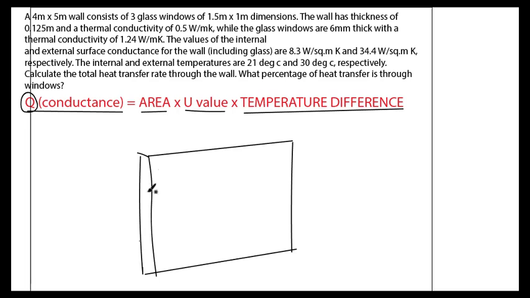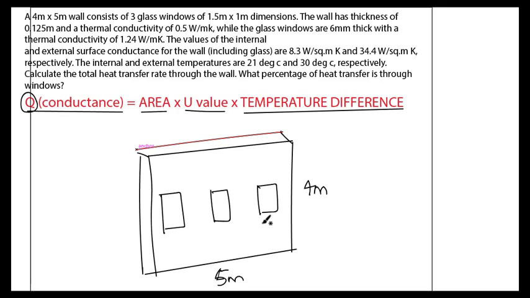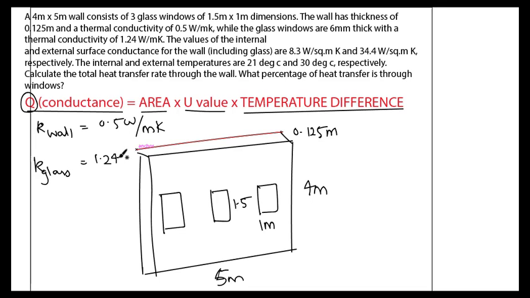So I have a wall. Here the dimensions are 5 meter into 4 meter. And I have 3 glass windows of 1.5 into 1 meter each. So 1 meter and this is 1.5 meter. I have 3 windows. The wall thickness is 0.125 meter, with a thermal conductivity of 0.5 watt per meter Kelvin. Okay, while the glass windows are 6 mm thick with a K value of glass of 1.24 watt per meter Kelvin, and thickness is 6 mm.